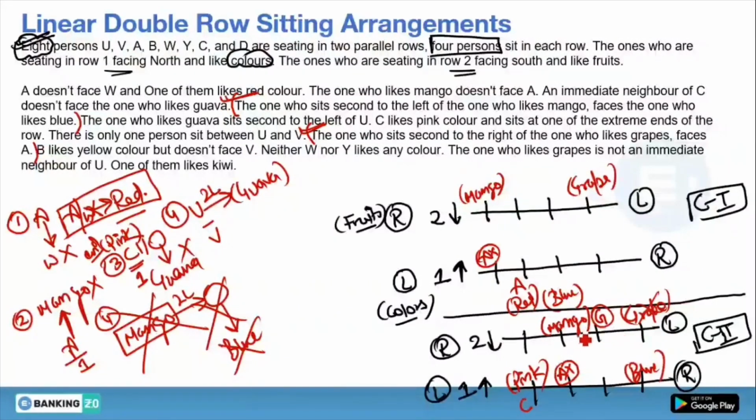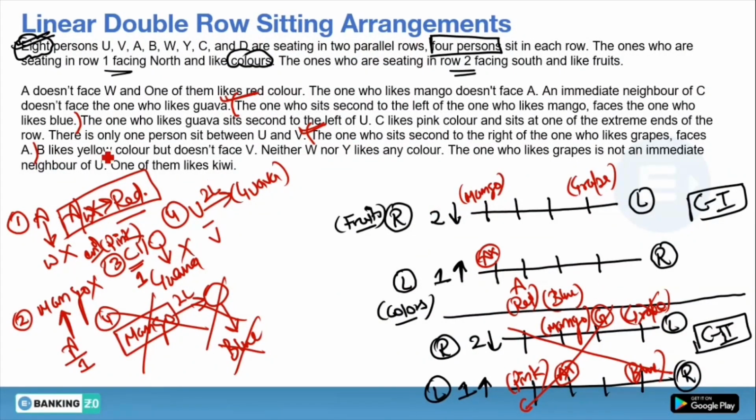Okay, so our case number 2 will be completely eliminated, because grape's hint is not satisfied by this possibility. Okay, so next line, B likes yellow color but does not face V. Okay, so if B likes yellow color, he will come on row number 1 only. And he does not face V, but we don't know the confirmed place of B, that is, B can come here, and B can come here also.